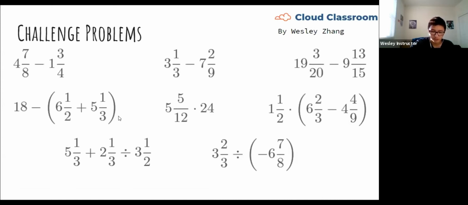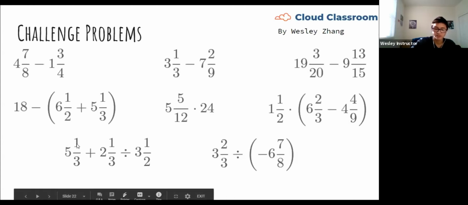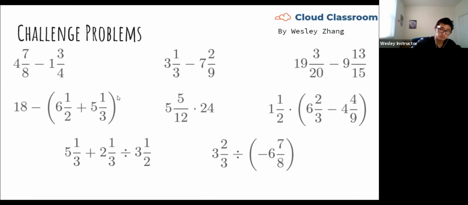And then we do 18 minus 11 and 5 over 6. So we can rewrite that as 18 minus parentheses 11 plus 5 over 6. And then we use the distributive property. So 18 minus 11 minus 5 over 6. And then that's 7 minus 5 over 6. And then when we subtract that, we get 6 and 1/6.